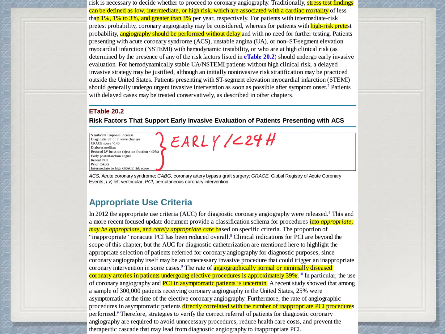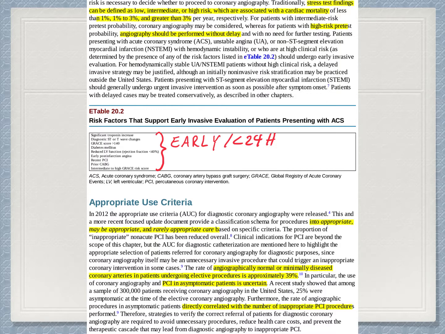So, this is what determines if the stress test findings are low, intermediate, or high risk. It depends on the cardiac mortality. If it's less than 1%, it's low risk. 1 to 3% is intermediate risk, and greater than 3% is high risk. Patients with high risk pretest probability should go to angiography without a delay.